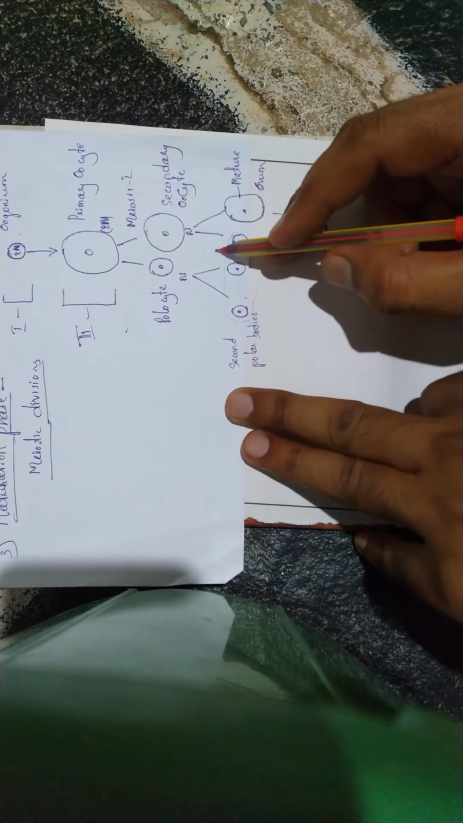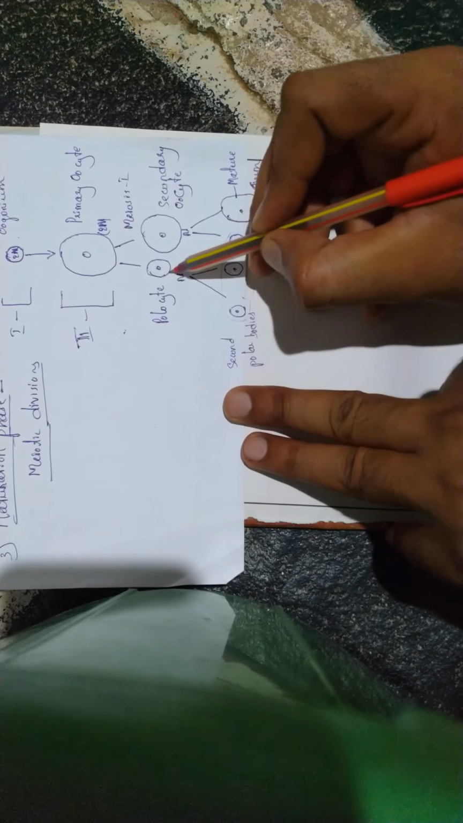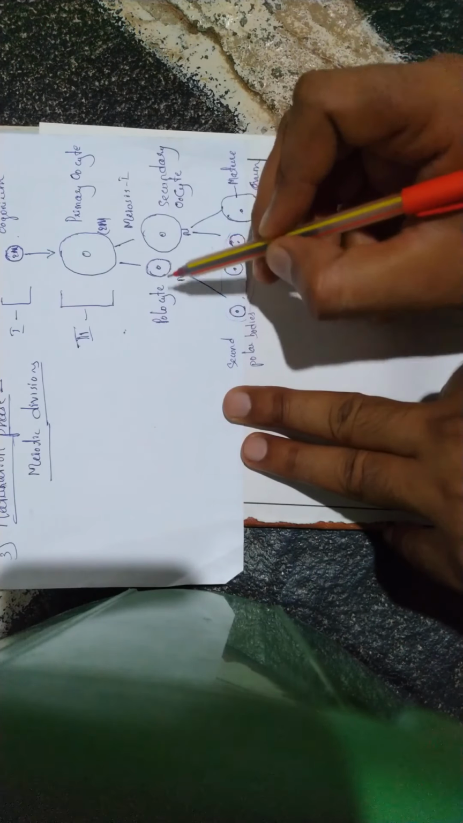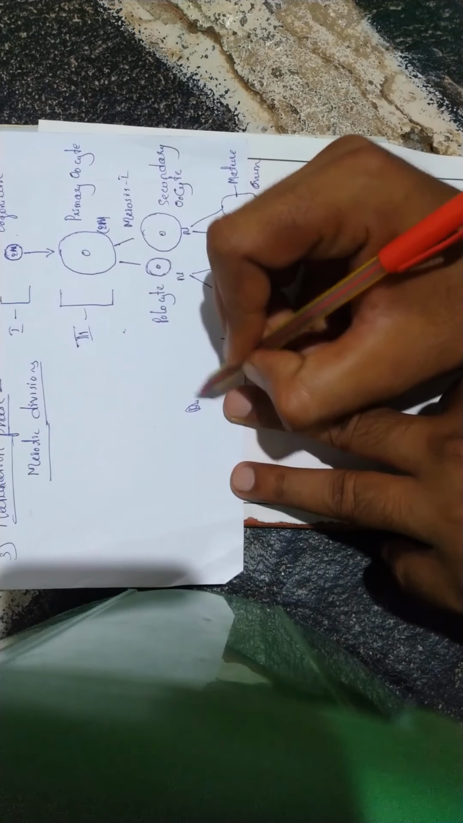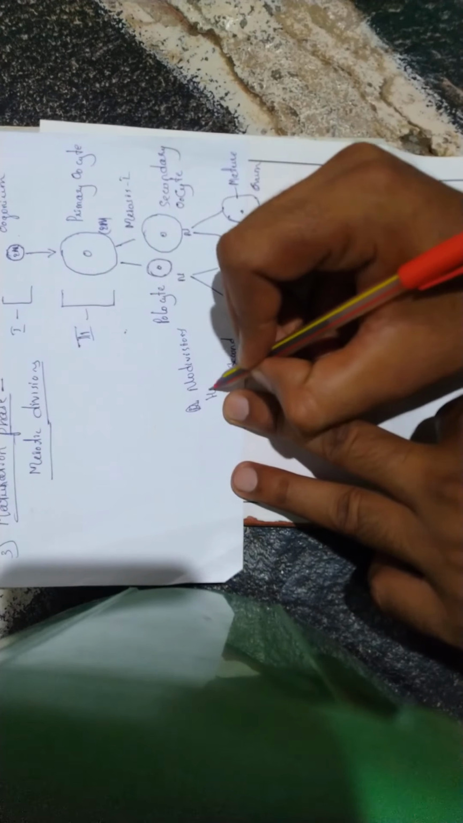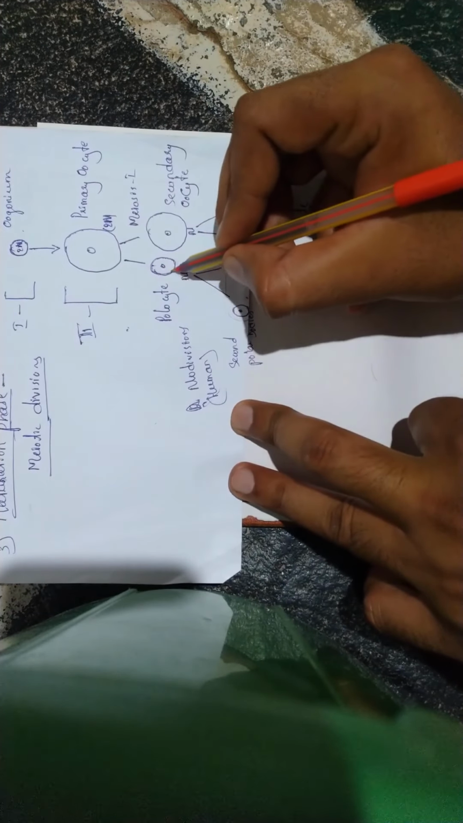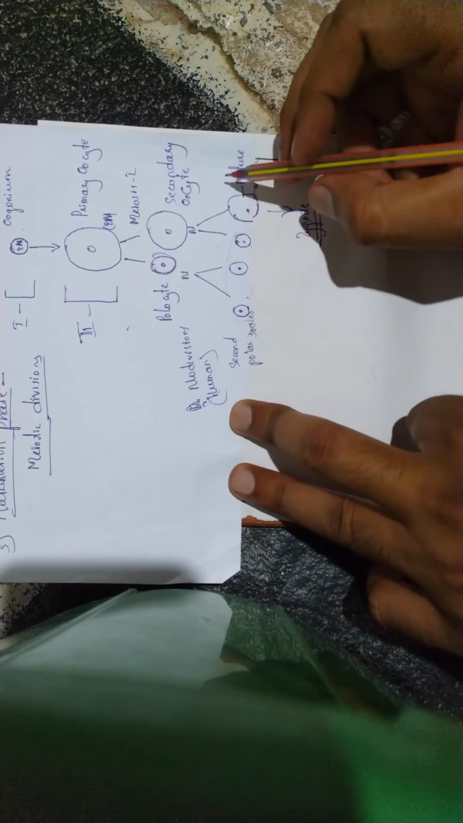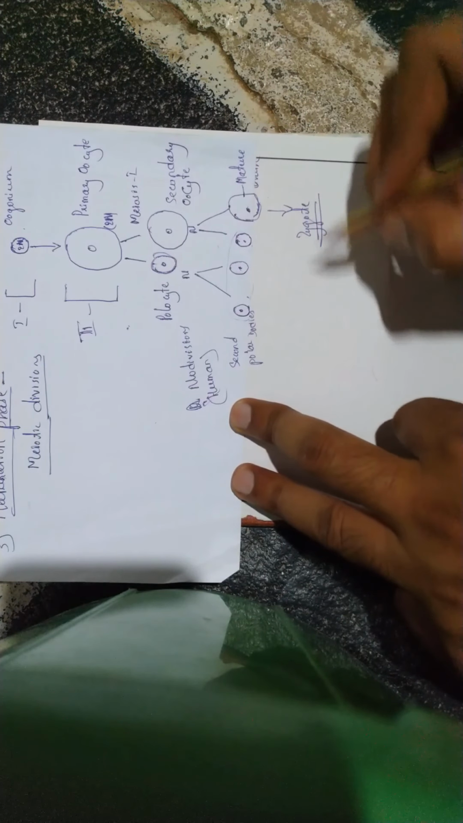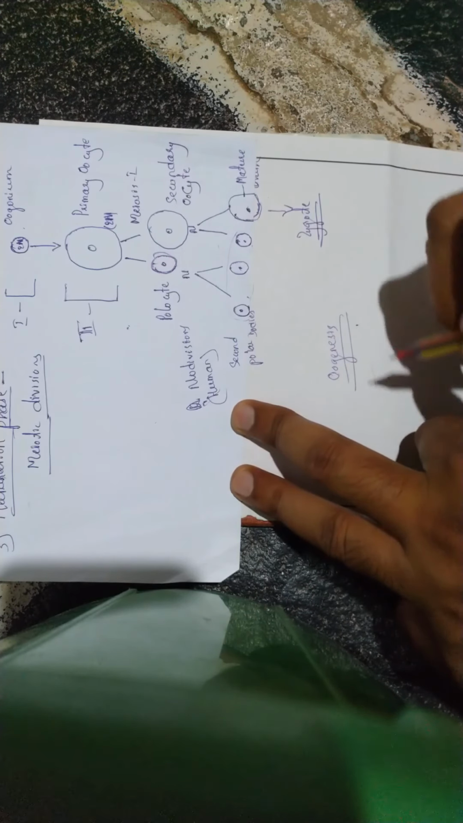But in human beings and most vertebrates, the first polar body, or polocyte, does not undergo any division. It degenerates. And this is about the process of oogenesis. Thank you.